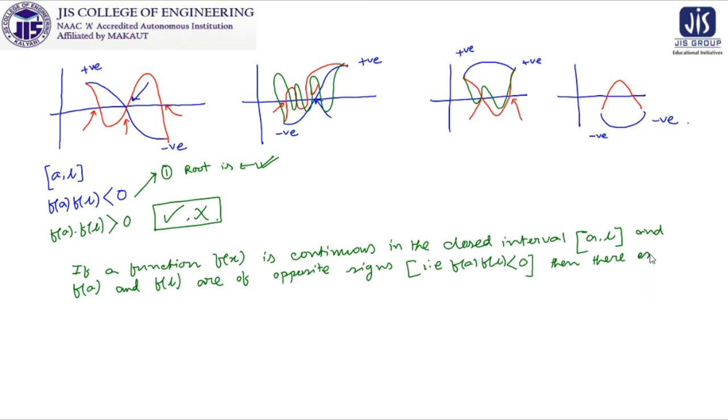Then there exists at least one real root of f(x), that means f(x) is equal to 0, between a and b. So this is the fundamental concept based on which our discussion will be made, and we are going to define the process called bisection method.